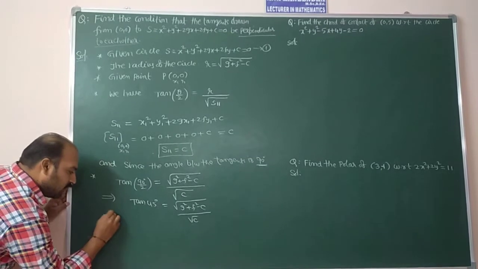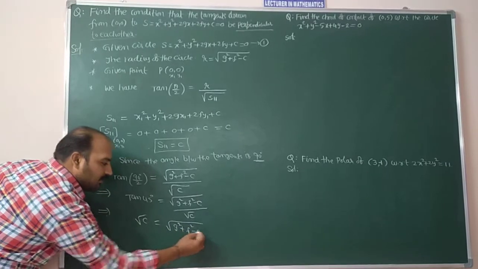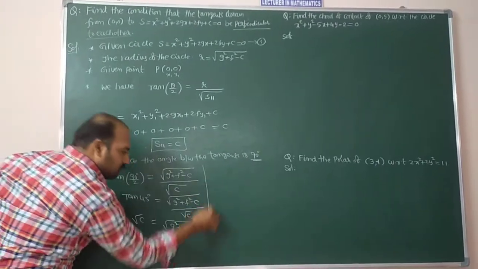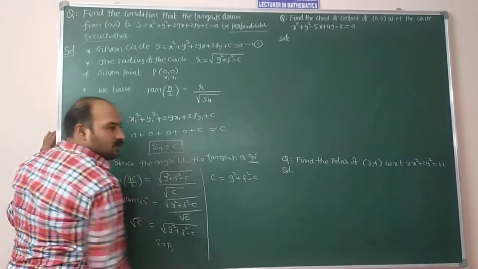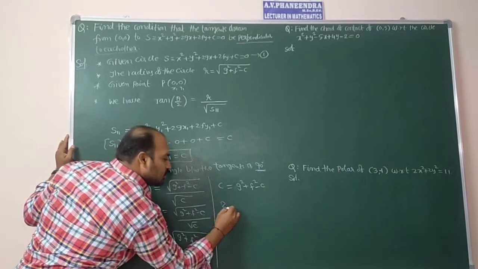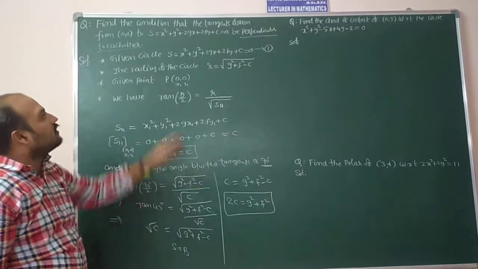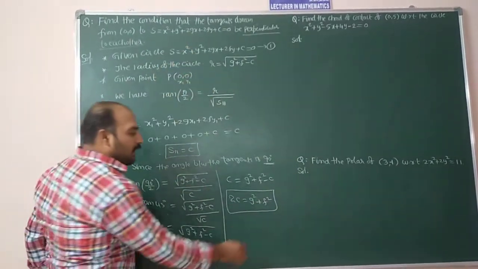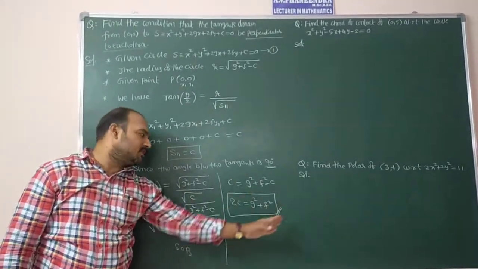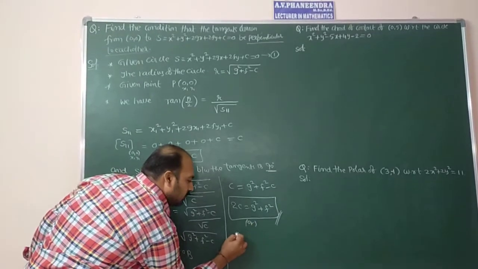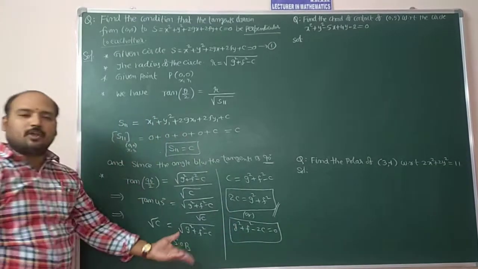Tan 45 is 1. So cross multiply: root c is equal to root of g square plus f square minus c. Squaring on both sides, c is equal to g square plus f square minus c. Minus c we can take this side: 2c is equal to g square plus f square. This is the condition for the given two tangents to be perpendicular to each other. g square plus f square is equal to 2c. Otherwise, we can take c to the other side: g square plus f square minus 2c is equal to 0. Even like this also we can write it.